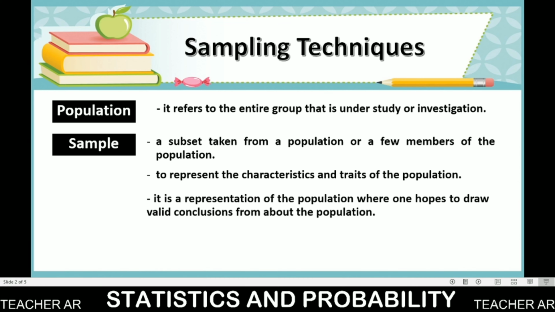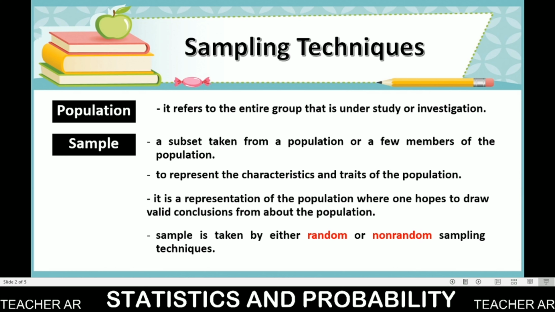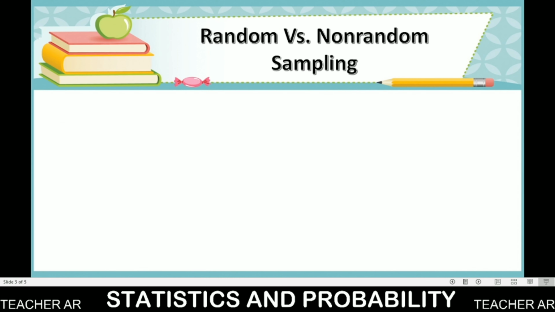Isa pang bagay bago tayo tumuloy sa ating discussion, importante na tamang sampling technique ang ating gagamitin base sa study na gagawin natin. Okay? So this time, let's discuss how to get the sample. Now, sample is taken by either random or non-random sampling techniques. So let's differentiate ano nga ba ang pinagkaiba ni random at saka ni non-random sampling technique.